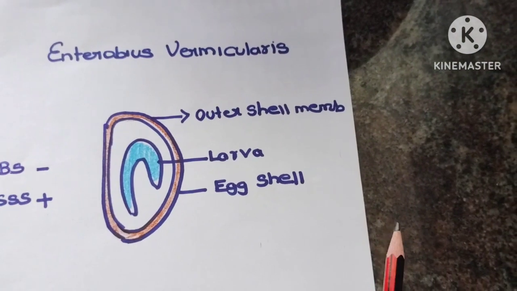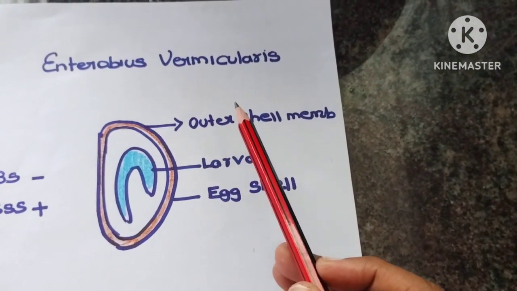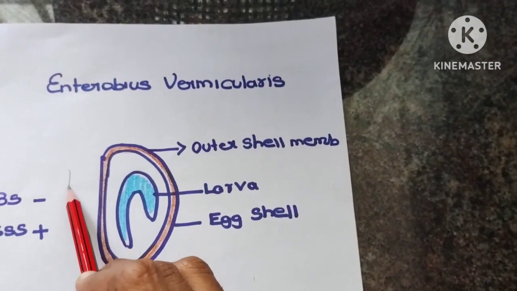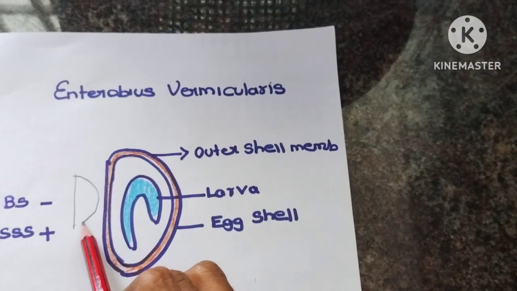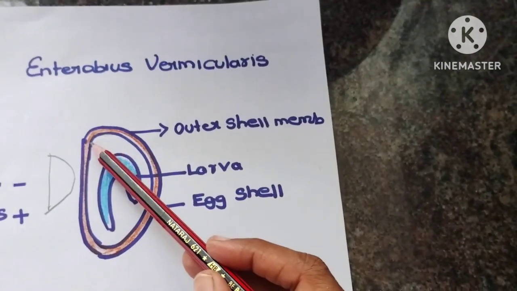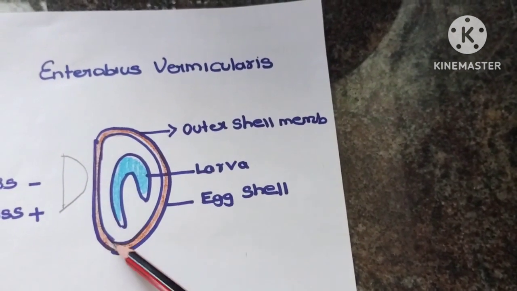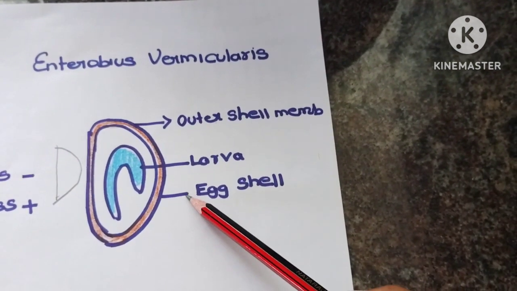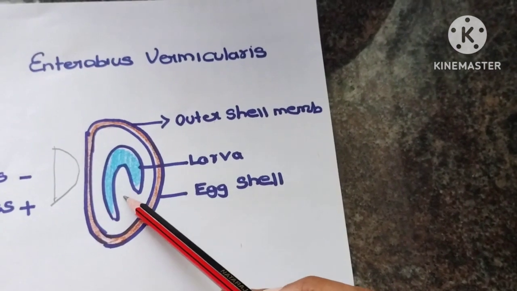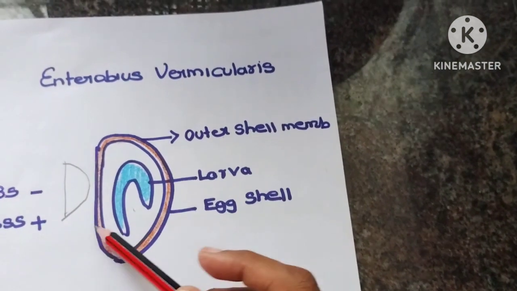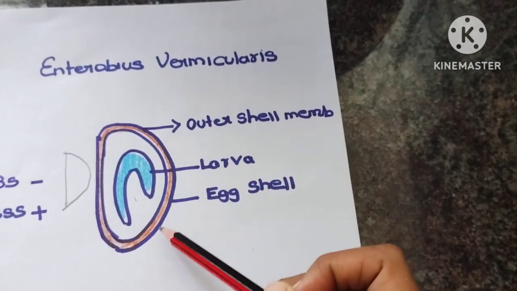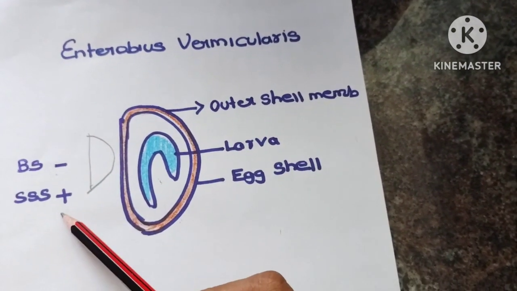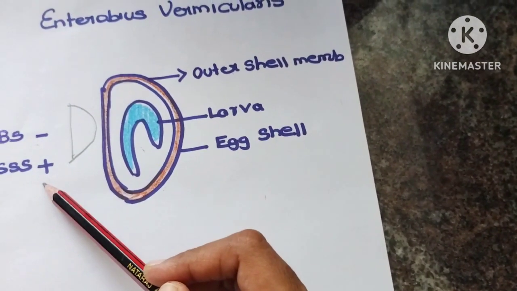Now Enterobius vermicularis. Enterobius has a typical shape, it is plano-convex. One side is plane and the other side is convex. The main typical finding is the plano-convex egg, with an outer shell membrane and the outer shell, and a developing larva inside. The key point is the typical plano-convex shape, and it is non-bile stained, and it will float in a saturated salt solution.